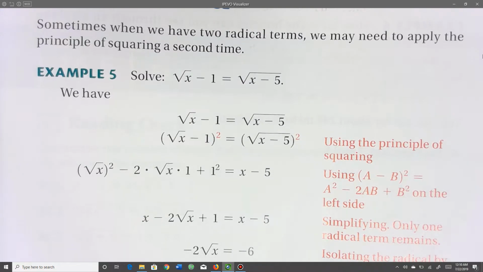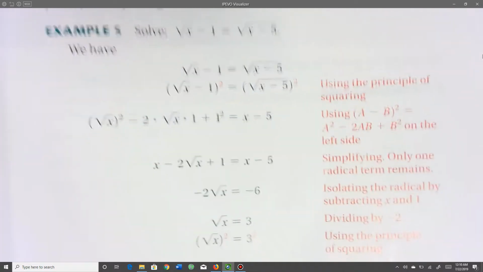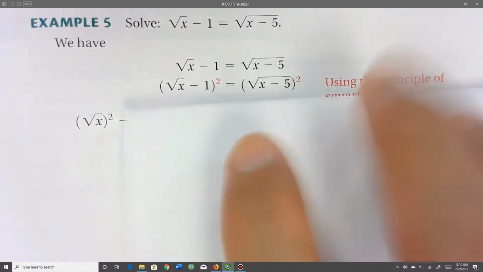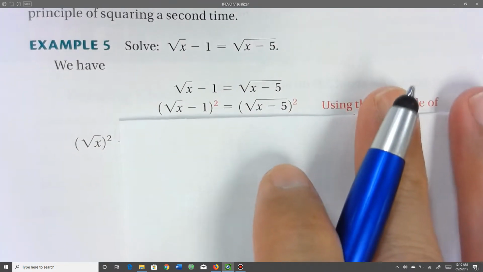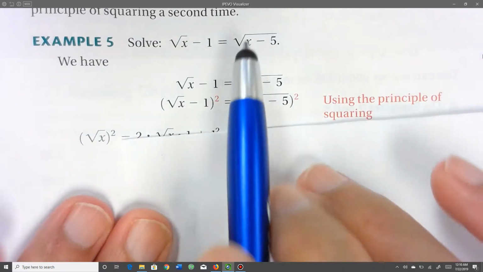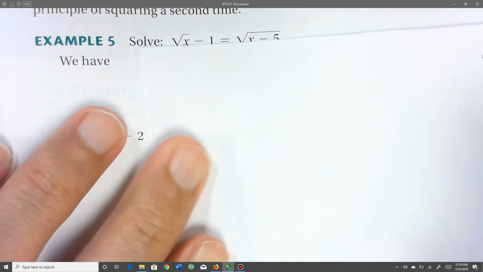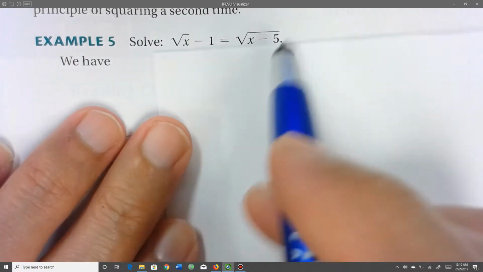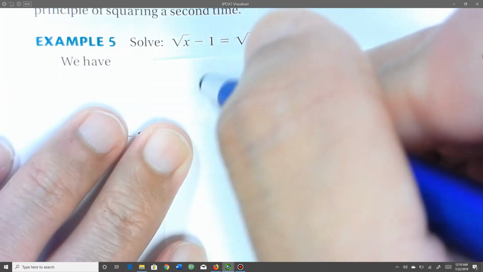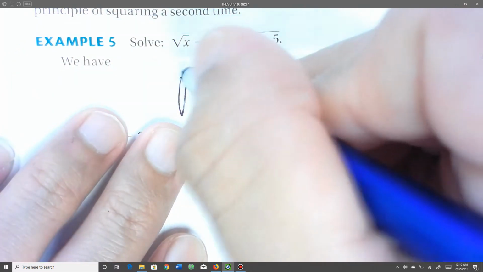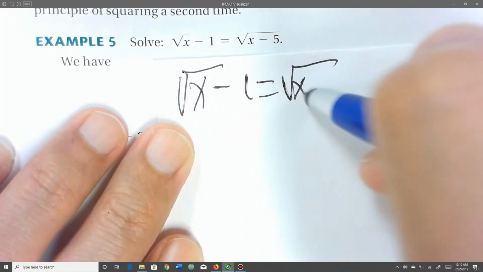So I'm on objective B, using the principle of squaring more than once. As long as you can remember that you're supposed to isolate the radical on one side, then square both sides, you should be okay. You don't have to remember the objective B. Watch. The square root of x minus 1 equals the square root of x minus 5.